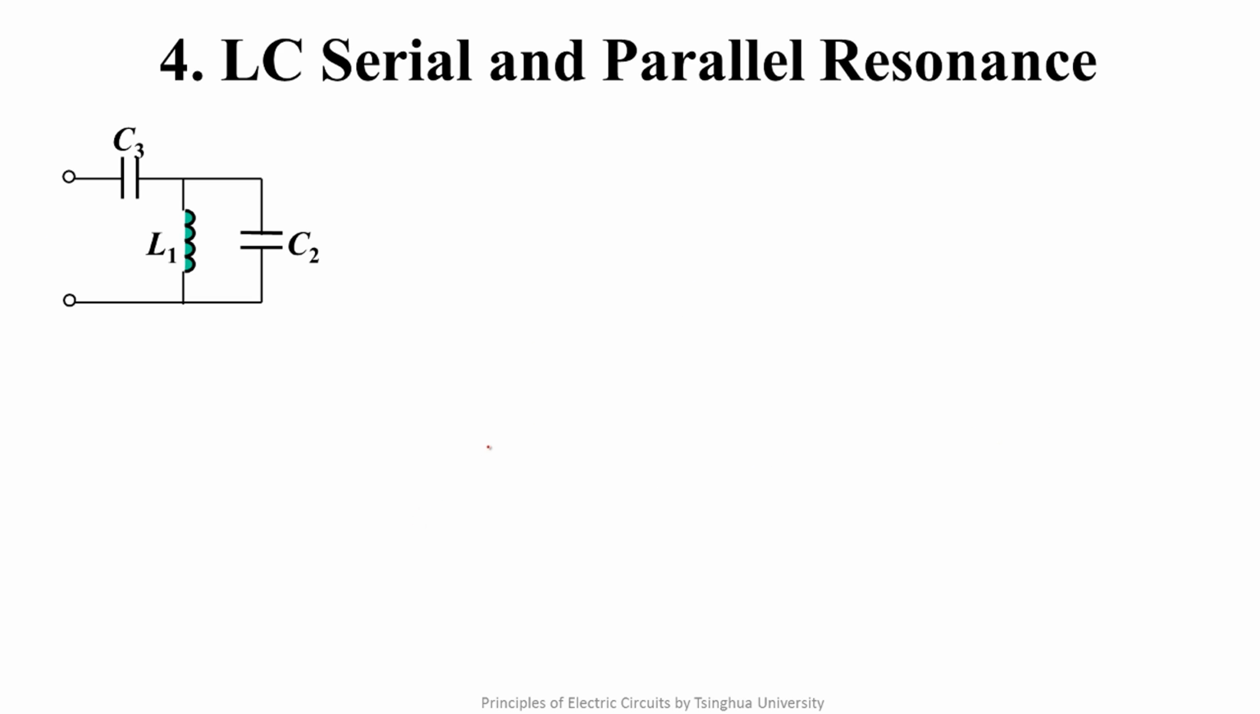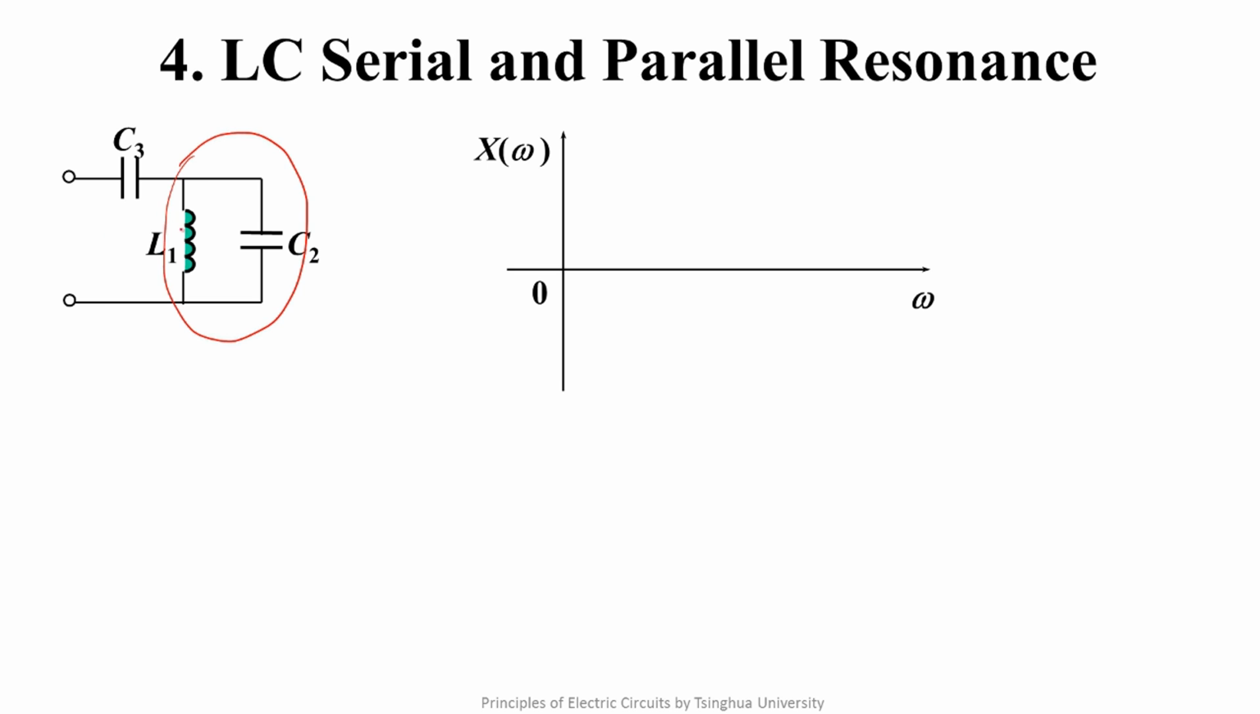Next, let's take an example in which an inductor is connected in parallel with a capacitor and then in series with a capacitor. We draw the frequency characteristic of the port reactance first and then solve its resonant frequency. You know that the circuit is short seen from the port in serial resonance and open seen from the port in parallel resonance. Let's focus on this part of the circuit first.